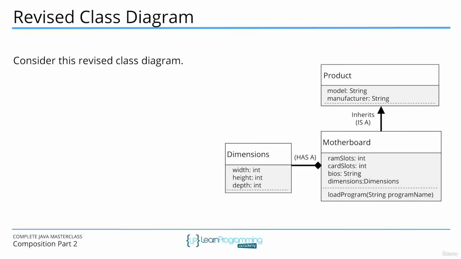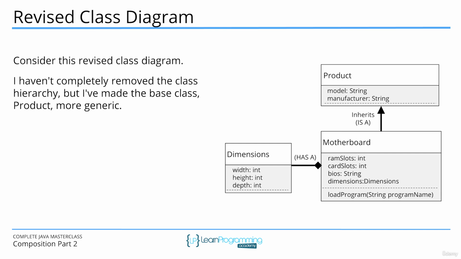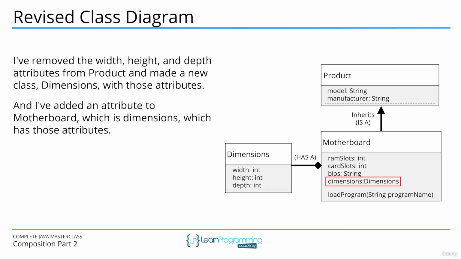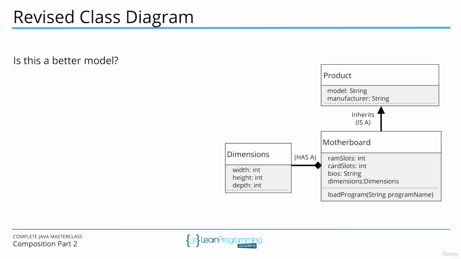Now consider this revised class diagram. I haven't completely removed the class hierarchy, but I've made the base class product less specific or more generic. I've removed the width, height and depth attributes from product and made a new class dimensions with those attributes, and I've added an attribute to motherboard, which is dimensions, which has those attributes. So what do you think? Is this a better model?